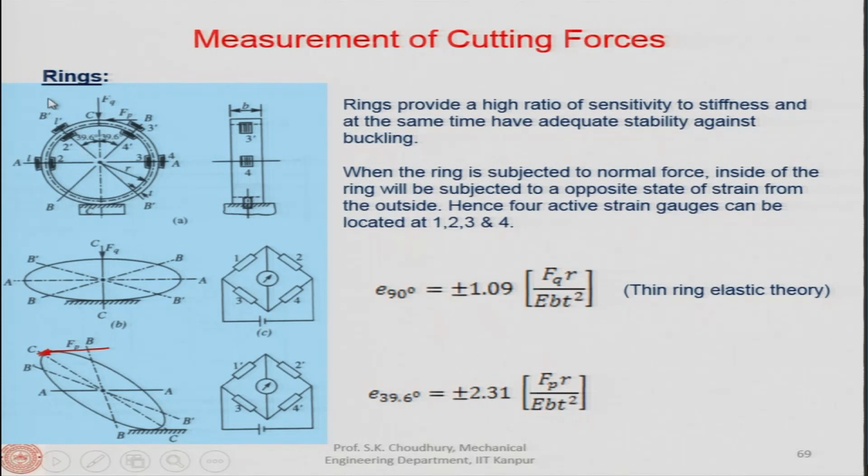At 39.6 degree, the formula is the same, but the coefficient is different, 2.31, plus or minus. Using this formula, the strain can be measured here and we will get a strain value. Now, from this formula, we can find out the force, because ultimately what we are trying to do is measure the forces.